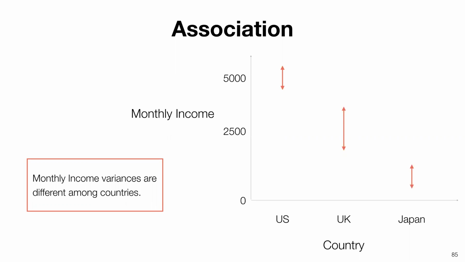And that means there's some kind of rule between monthly income and country. So when the country changes, the monthly income changes. But the country itself is categorical, not numerical, so it's not like US, UK, Japan has an ordinal or continuous relationship. We can only compare between those two things. The important thing is that when the country changes, the monthly income also changes. That is the association we're talking about.